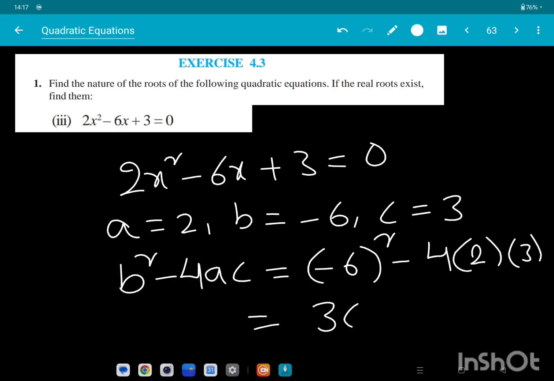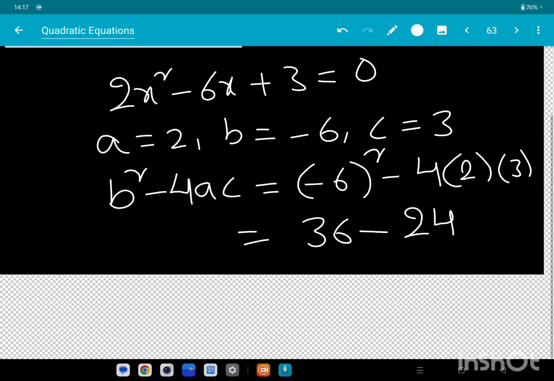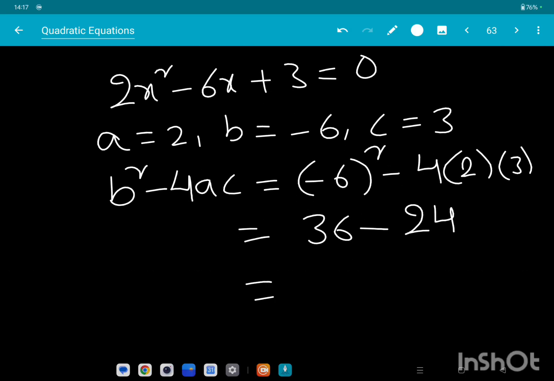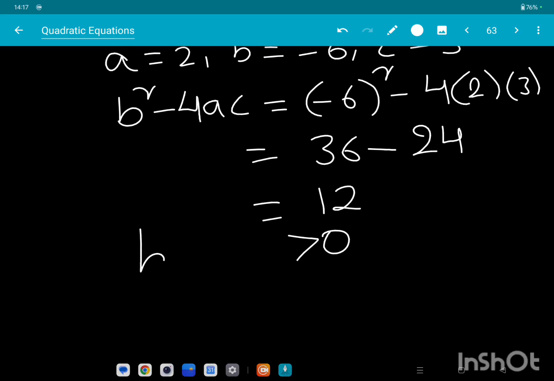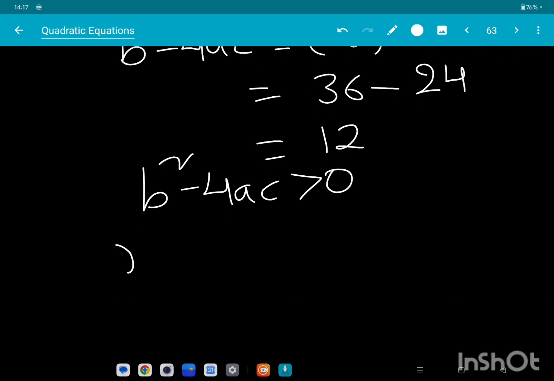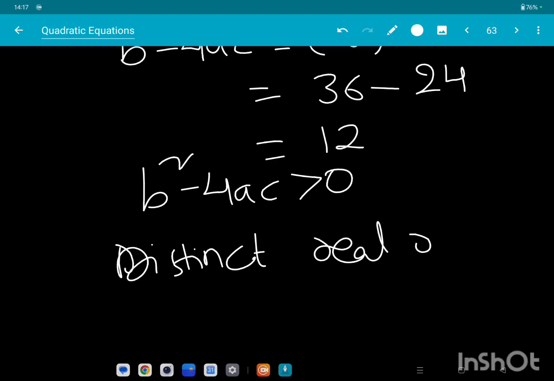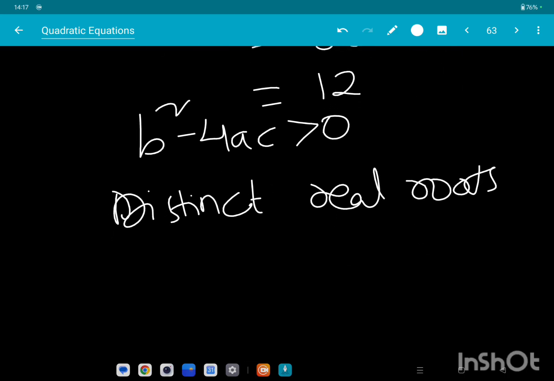6 6s are 36 minus 4 2s are 8, and 8 3s are 24. Now we got the value as 36 minus 24. It's 12, which is greater than 0. So the discriminant b square minus 4ac is greater than 0. It means it has distinct real roots, right? Distinct real roots.